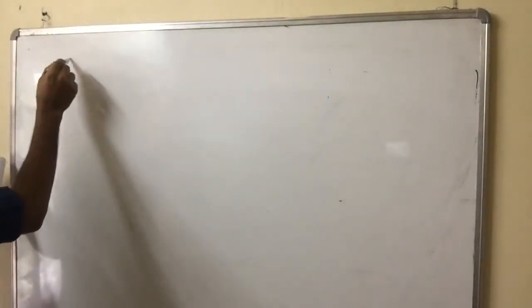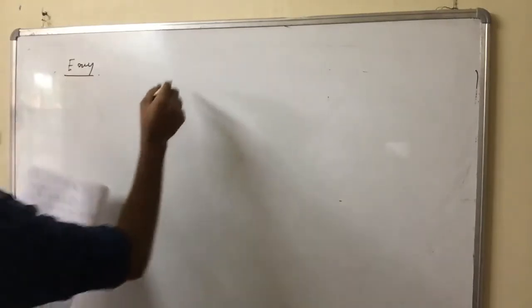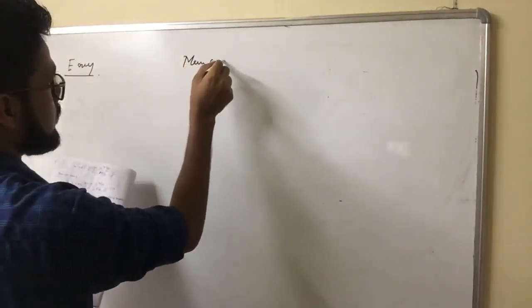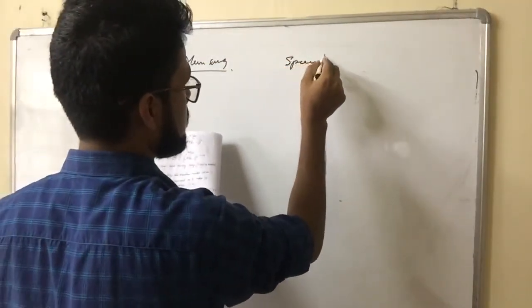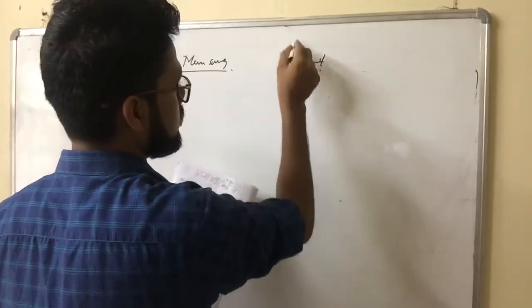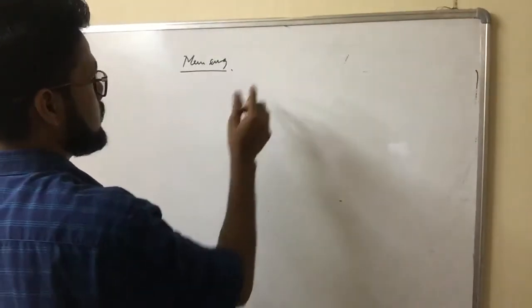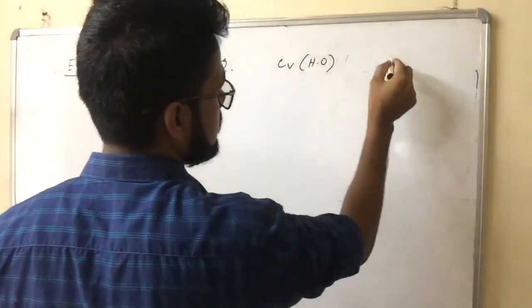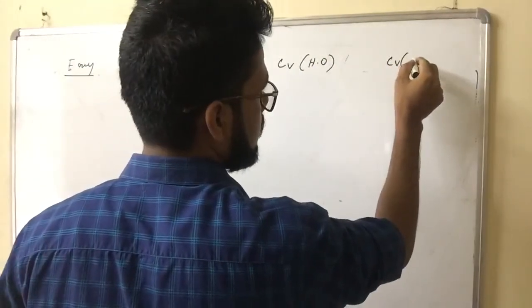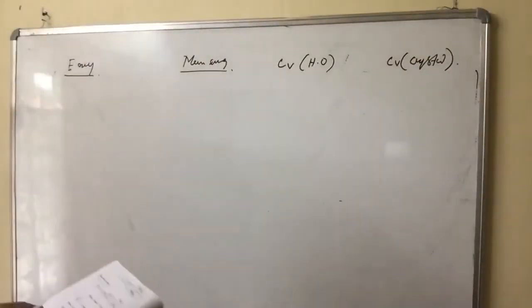For your better understanding, I'm briefly writing a table. Energy table. This is energy. This is mean energy. This is specific heat CV. I'm not writing it fully because it will take time. CV for the harmonic oscillator, and this is CV for the crystal. How calculated? With this table you can understand the comparison.